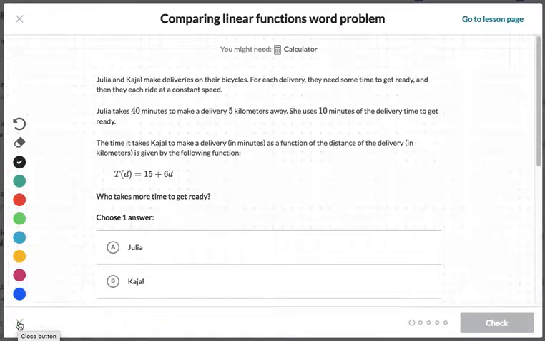In this video, we're looking at comparing linear functions word problems. And the first thing that we need to remind ourselves is that we've seen all of these equations before. These are just linear equations, which we've looked at in many different ways already. The two key things that we're looking at in terms of linear equations is the slope and the y-intercept.